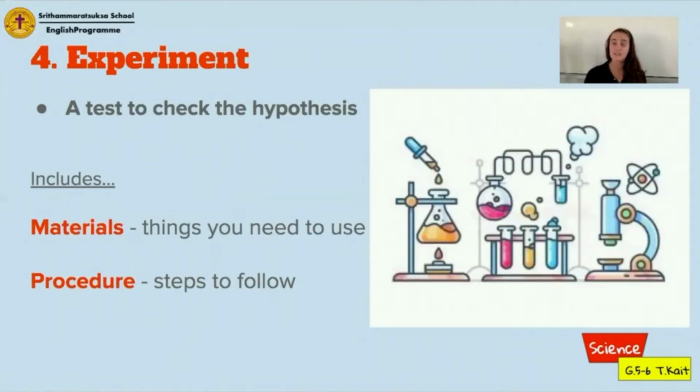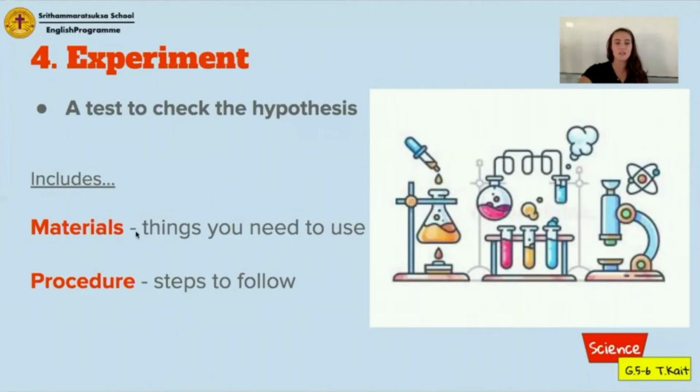We can actually set up this experiment. An experiment is a test to check the hypothesis. So we want to find out maybe if that plant in your house that gets the most sunlight, does it grow the best? So what we could do is set up a test to check that. The test also includes, for our experiment, materials and the procedure.